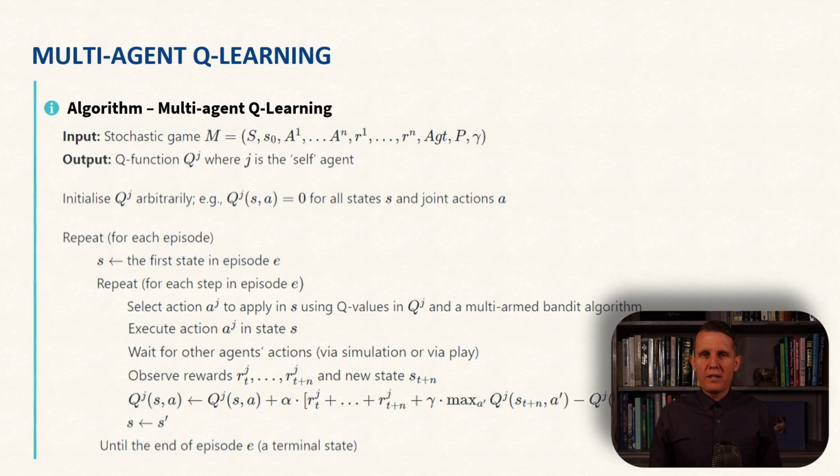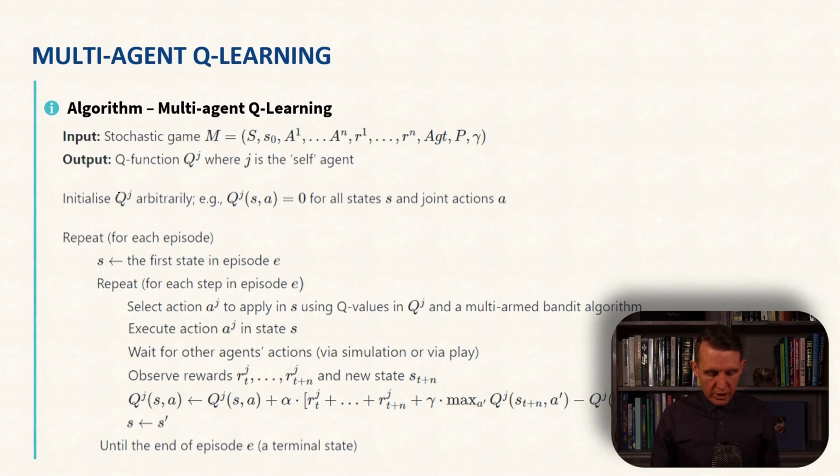Multi-agent Q-learning is a multi-agent version of the well-known Q-learning algorithm. We can see the algorithm itself here on the screen. There are a few differences, notably that instead of getting an MDP as input, it gets a stochastic game with multiple sets of actions for agents and multiple reward functions.